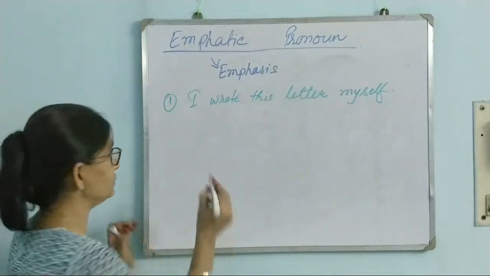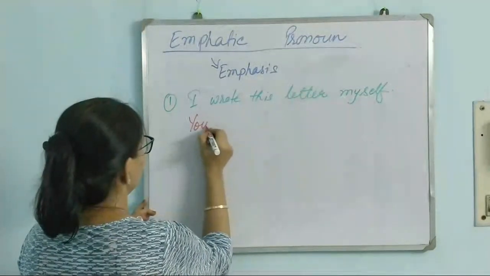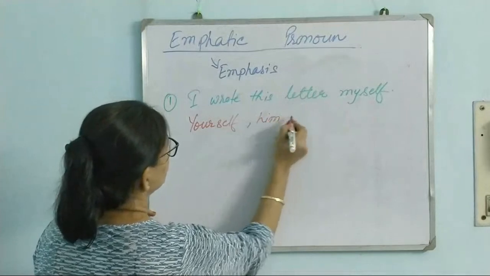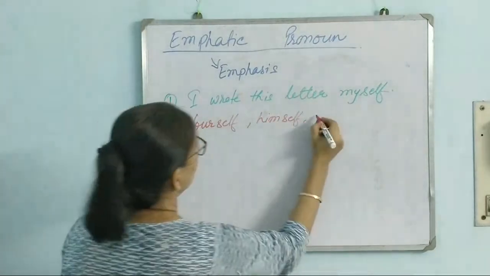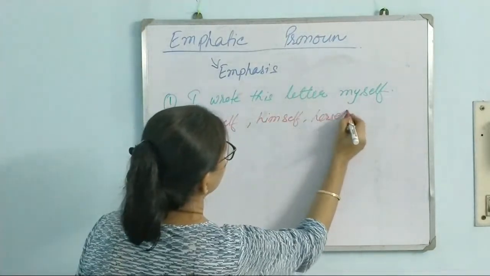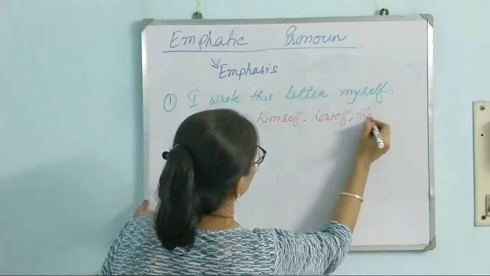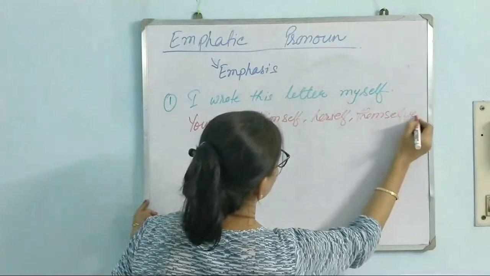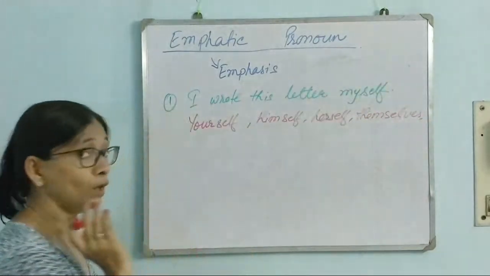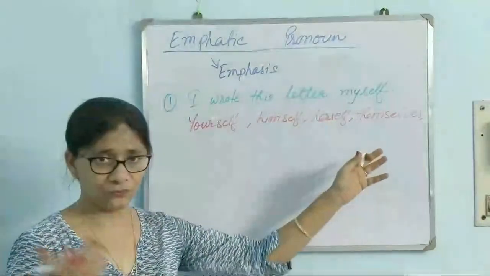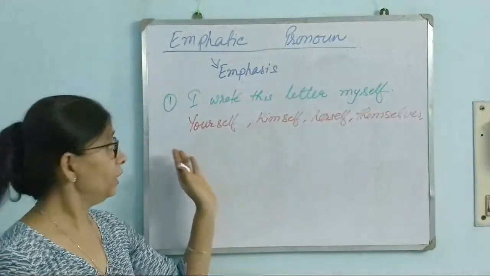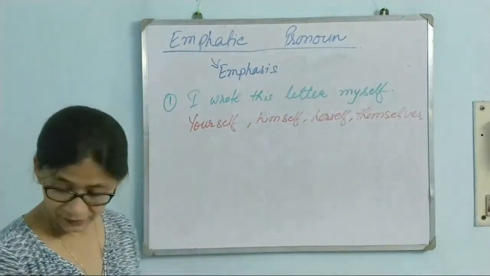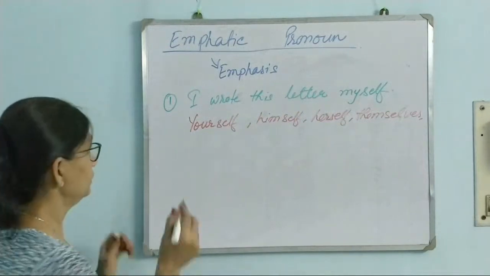All the self words like yourself, himself, herself, themselves, and myself. All the self words, itself, there will be few more. All the self words are emphatic pronoun. So let us give some more example.